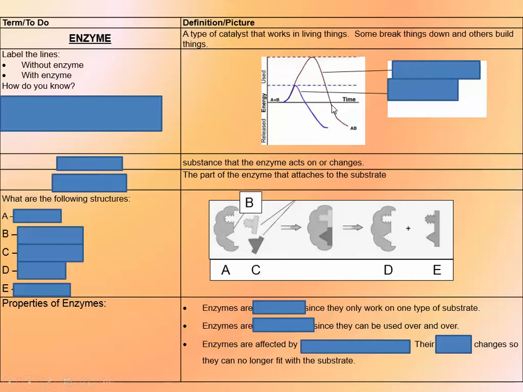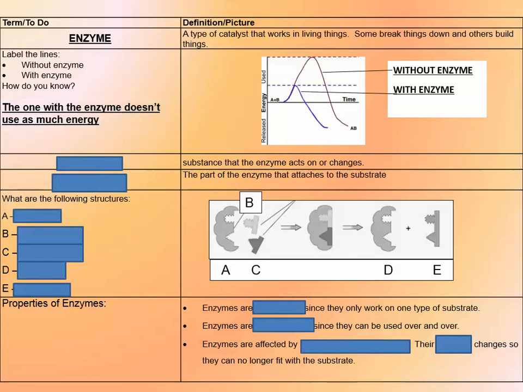So if this red line is going to be the reaction without an enzyme, A plus B without an enzyme is going to take a long time to build up the necessary energy in order for the reaction to go through. When you have an enzyme present, that catalyst speeds up the chemical reaction by lowering this activation energy, and that reaction is going to take a lot less time. So enzymes are very beneficial when you need to have a reaction processing very quickly.